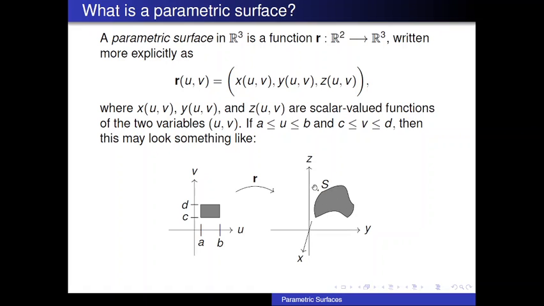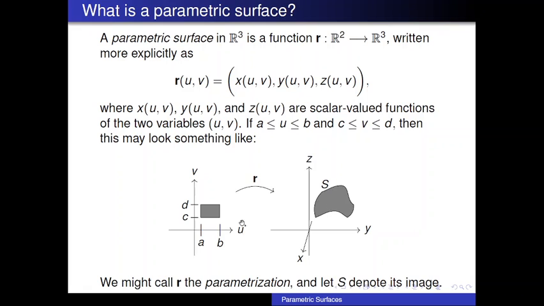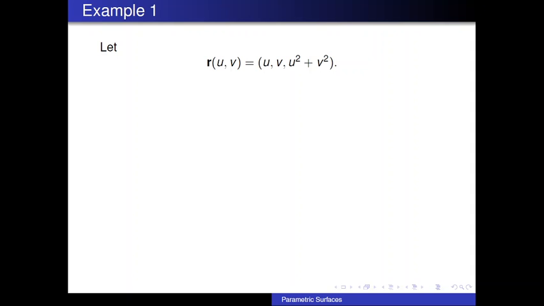And so we might call that surface itself S, just like we normally called a curve something like C, right? So the way you might talk about this is you might call little r the particular parametrization, but S just whatever this image is, the surface itself.